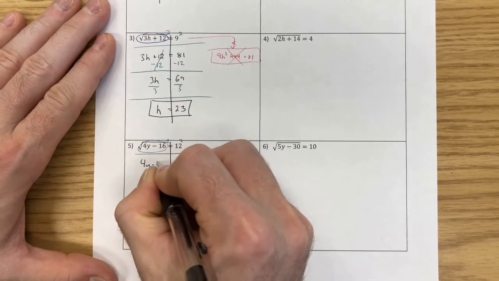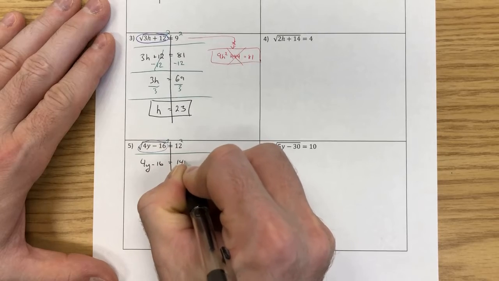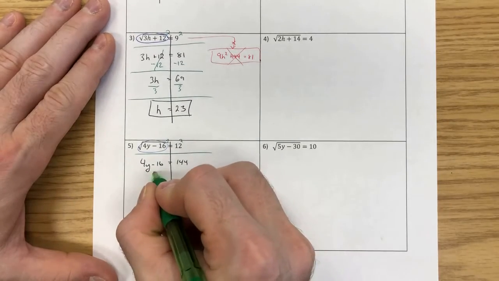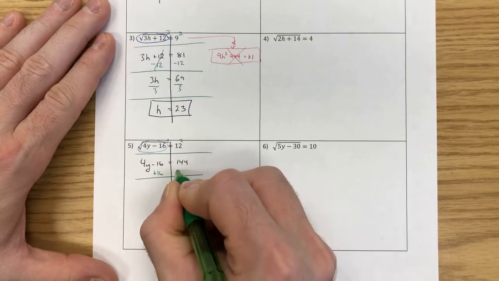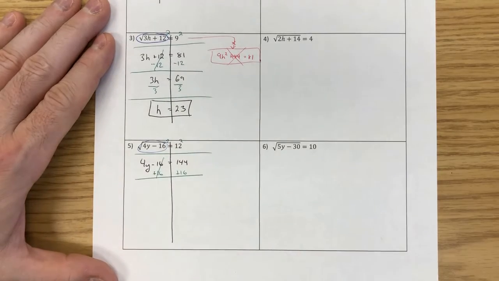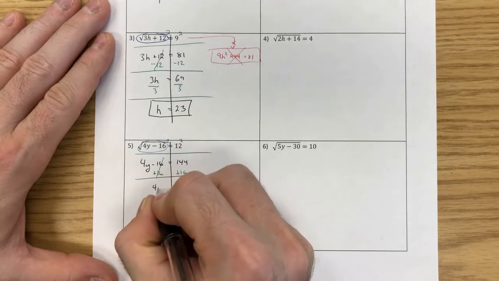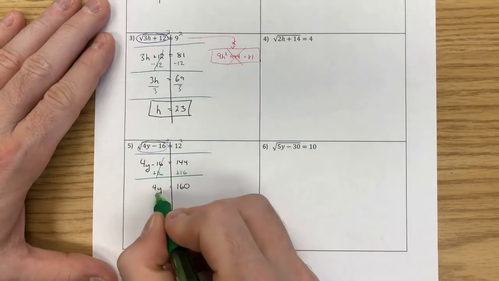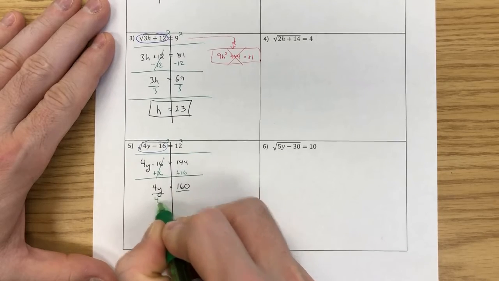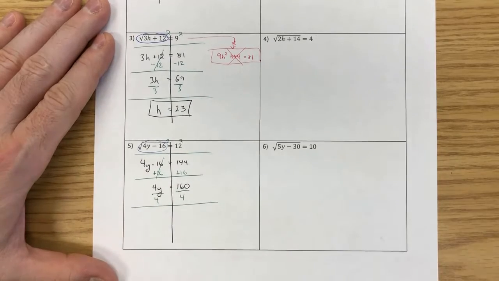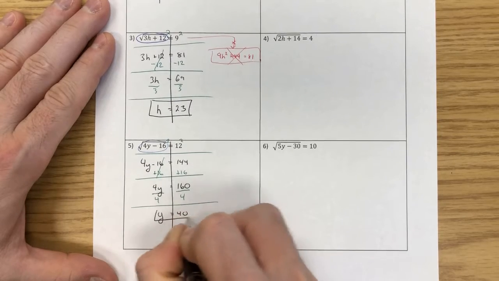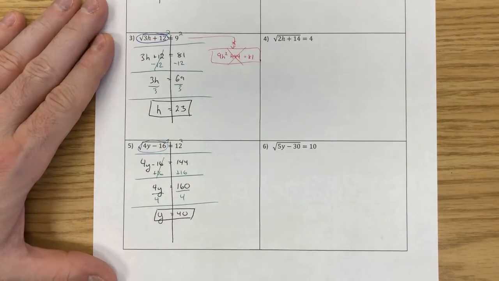Leaves me with a 4y minus 16 is 144. Then I'm going to isolate my y term by getting rid of this 16, which means I need to do it over there as well. I have a 4y is equal to 160. Now that I've isolated my term, I'm going to isolate the variable by undoing that multiplication, which is going to be y equals 40. Perfect.